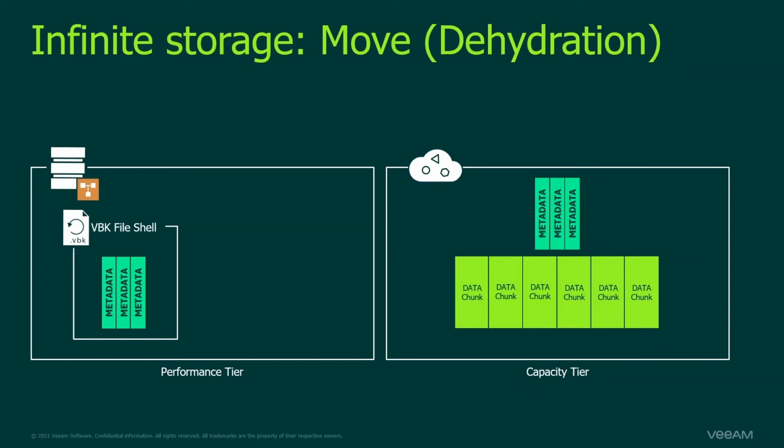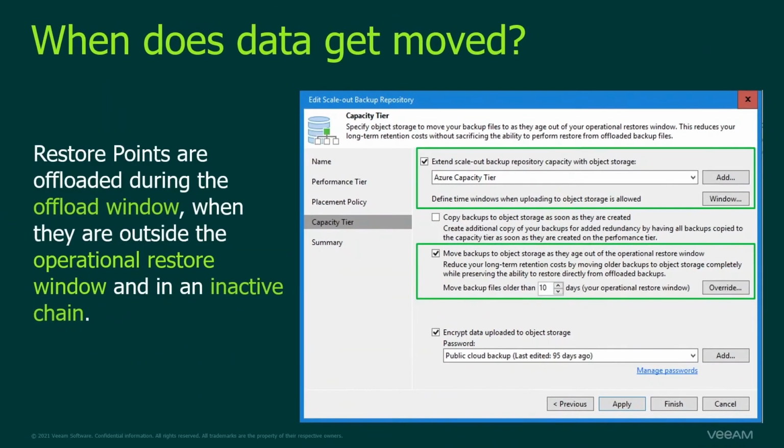And of course, you can use both options at the same time. So we do a copy of data, and later on, when data is old enough, we move the data from the performance tier. So how does that work? We just check this box, move backups to object storage as they age out. Select an operational restore window. So how much data do you want to store locally? So what all the data do you want to move? And then we move the data.